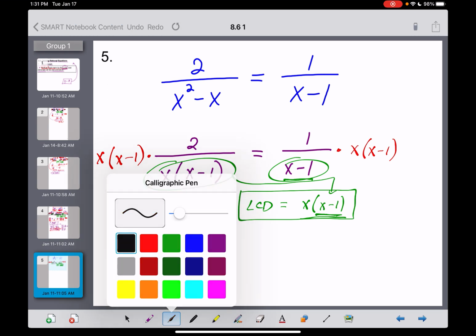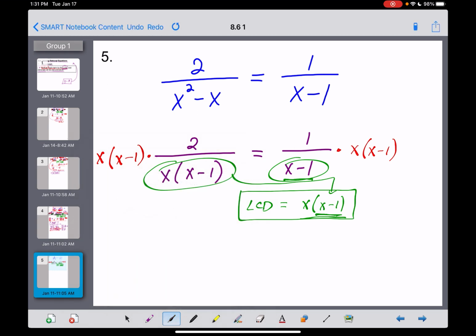And what should happen now is that everything that was in the original denominator should cancel out. Does that happen here? I think so. x on the top, x on the bottom, gone. x minus 1 on the top, x minus 1 on the bottom, gone. The entire left side just becomes 2. And on the right side, x minus 1 on top, x minus 1 on bottom, gone, and we just end up with 1 times x, which is x. Boy, I didn't really intend for that to happen. We're done. We've solved for x already. x is equal to 2.